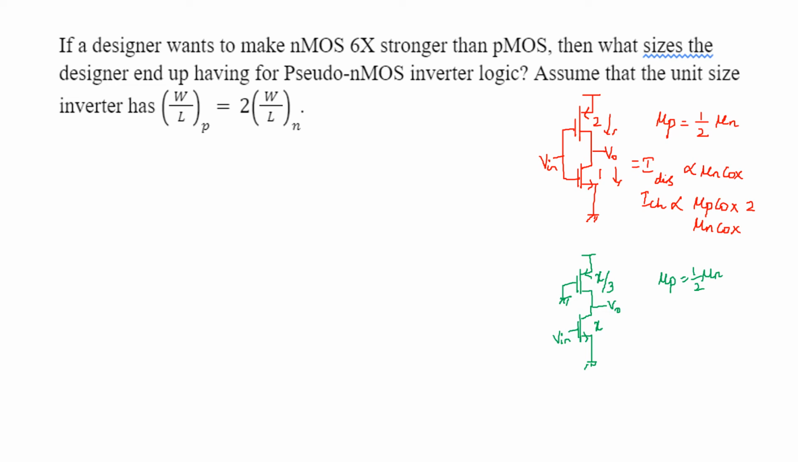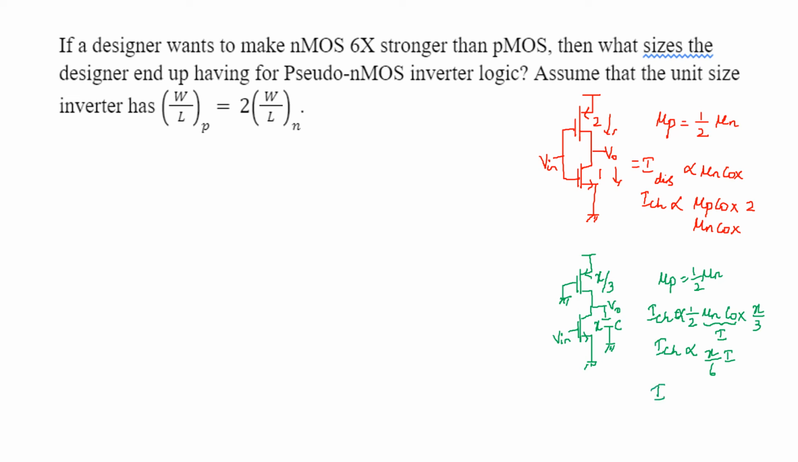Of course, we have a capacitor here, right? So now what's the charging current? I can write I charging is proportional to mu P, which is proportional to half mu N, which is nothing but mu P Cox into W by L, which is X by 3. Therefore, I charging in a pseudo NMOS is proportional to mu N Cox, which is the current through the unit inverter. This is equal to I, the current through the unit inverter. I can write this as X by 6 I.